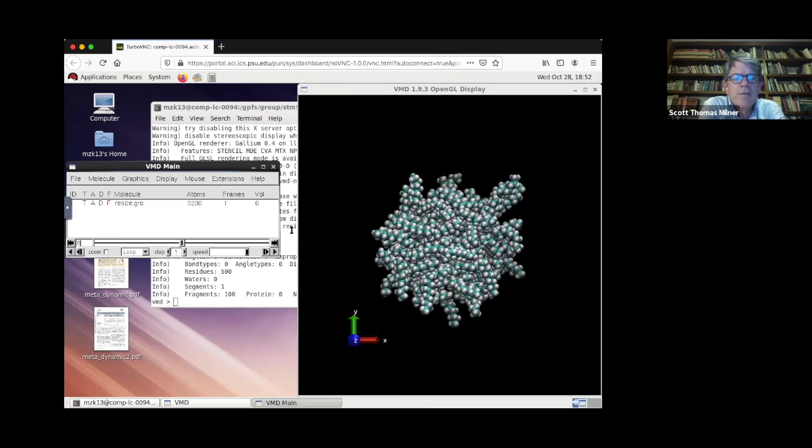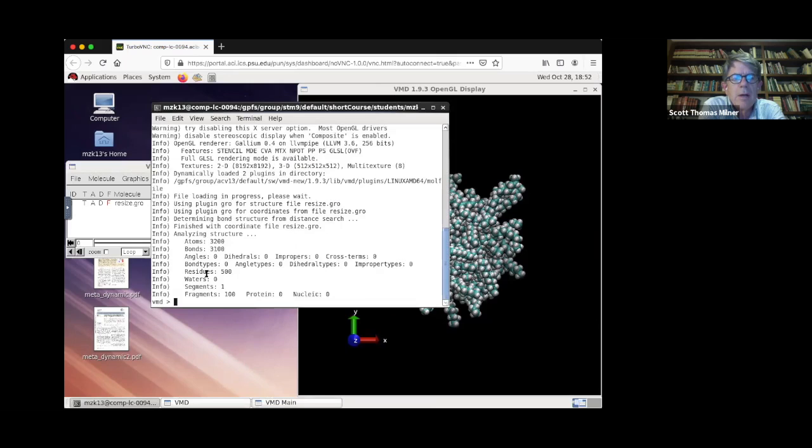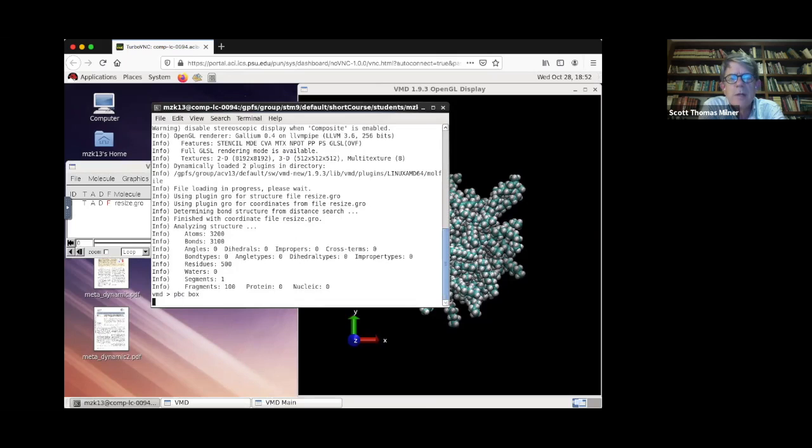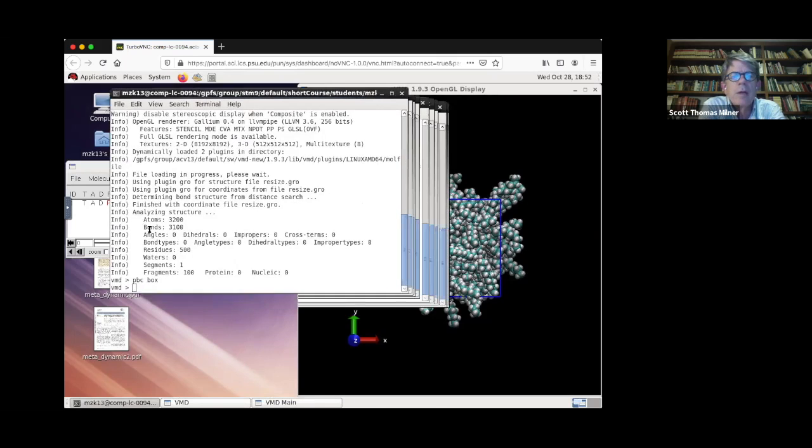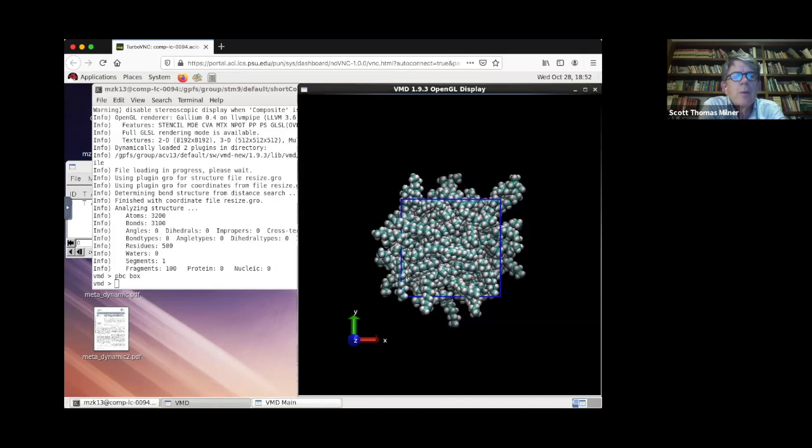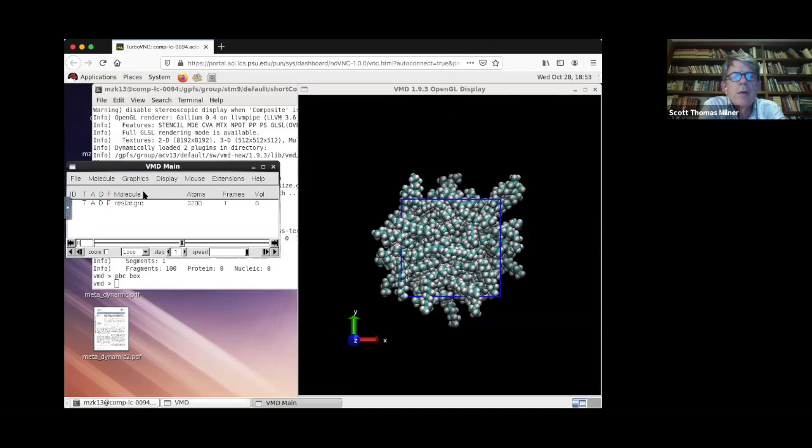And one other little thing you might want to do is go back to the terminal window where the VMD prompt is, not that, there, and type PBC space box, so you can see the little blue box, because that box will shrink. And now click back over in the window with the list of the molecules. Highlight the molecule. Now file, load data into molecule, like that.